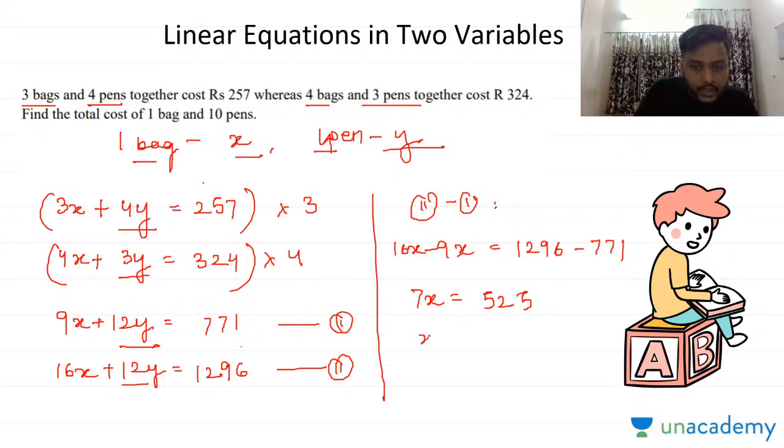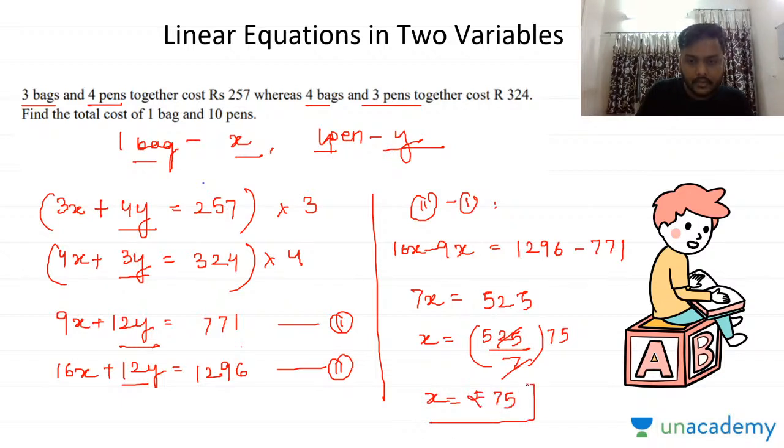Now, if you want to find out your x, it will be 525 upon 7, and this will give you 75. So your x came out to be rupees 75. Am I clear with this or not, guys? Please tell me. You got it? Make sense to you? Are we clear till this point?